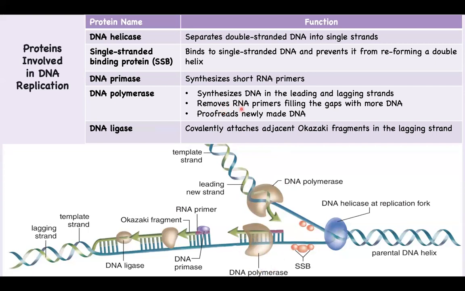Okay, it removes the RNA primers, filling the gaps with more DNA. Okay, bila dah ada DNA primers ni and then RNA primer kat sini, dia akan remove, dia akan fill the gap with more DNA. Nanti dalam video you will be able to see it. Okay, it also proofreads newly made DNA. So the last protein is DNA ligase. Is this one. Kalau ligase ni you kena ingat dia macam glue. Kerja dia macam glue. Dia attach dua Okazaki fragment, which is adjacent Okazaki fragments in the lagging strand.